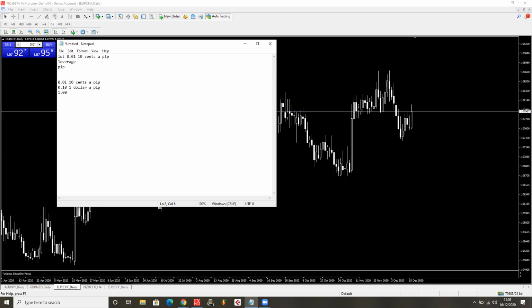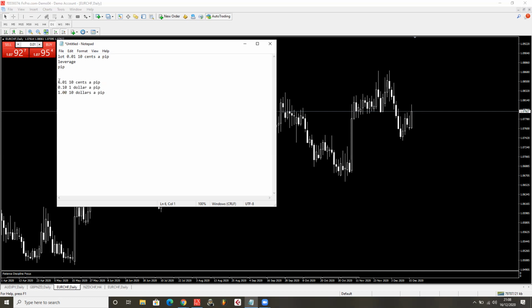1.00 means you're making $10 a pip. You understand? The 0.10 thingy is the lot, right? Yes. So all of this on the left hand side, 0.01, 0.10, one lot, all of that are lot sizes.